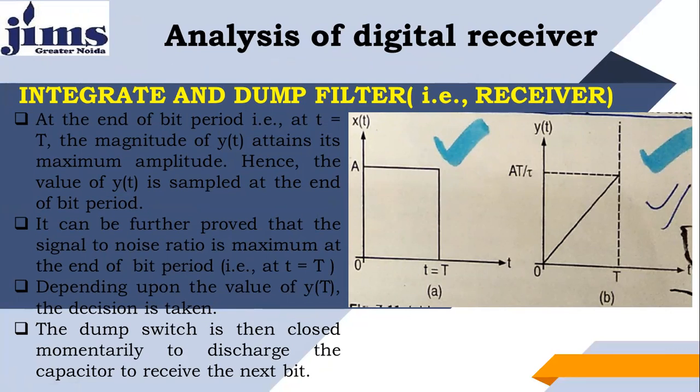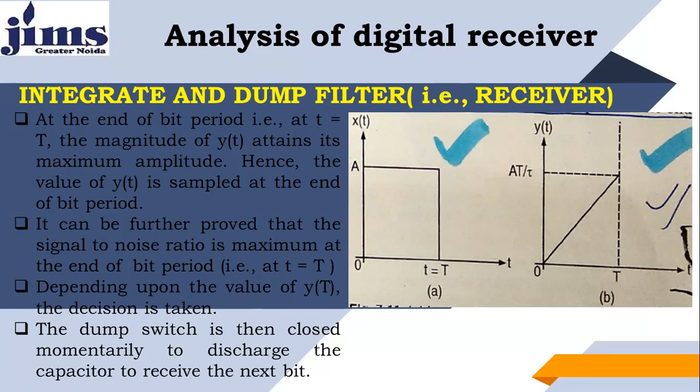So when this particular capacitor is fully charged, whatever the voltage level the capacitor has, the receiver takes the decision on that basis, right? If the receiver finds that the voltage level is above the threshold we already defined in the receiver, so if this AT/tau is above the threshold voltage level, then the receiver declares 1 is received. And if this AT/tau is below the threshold, then the receiver declares it is a 0, right?